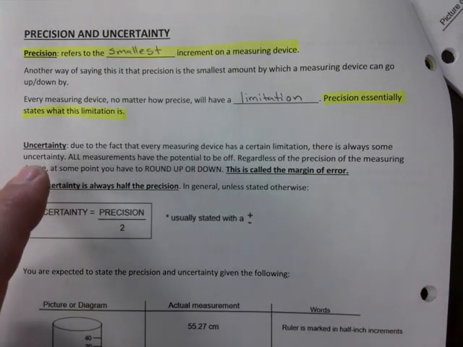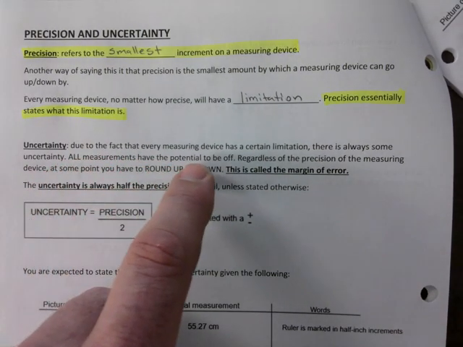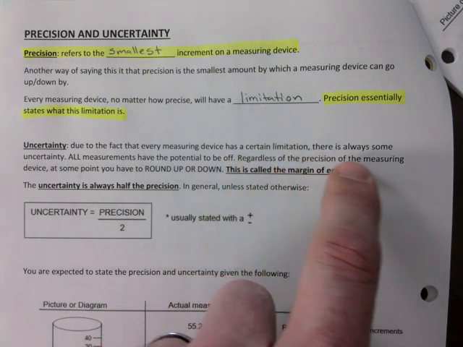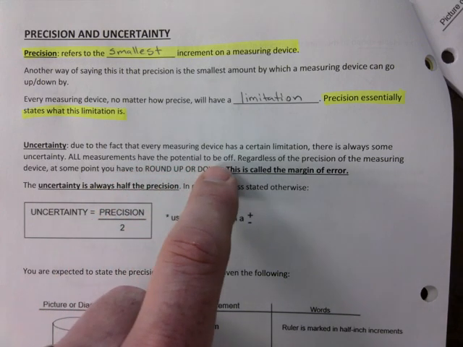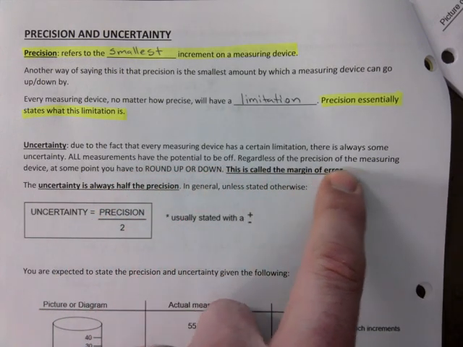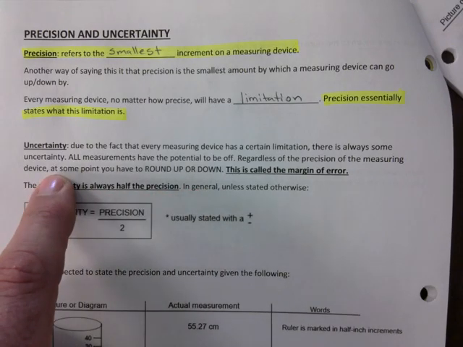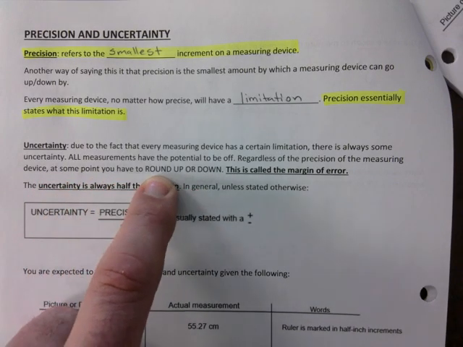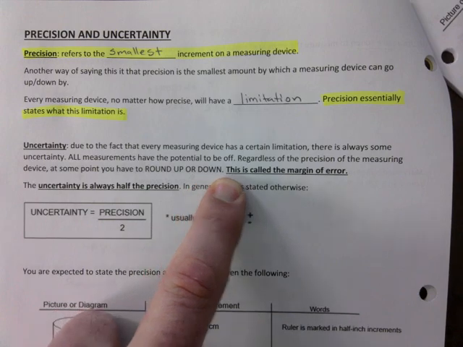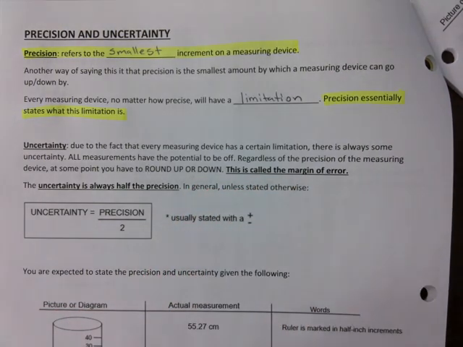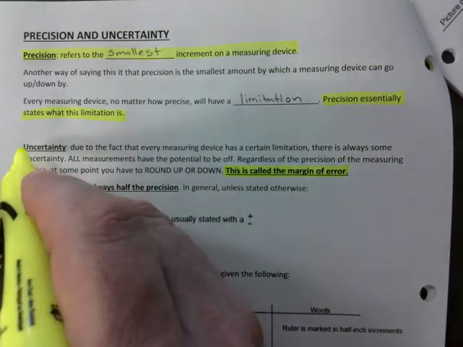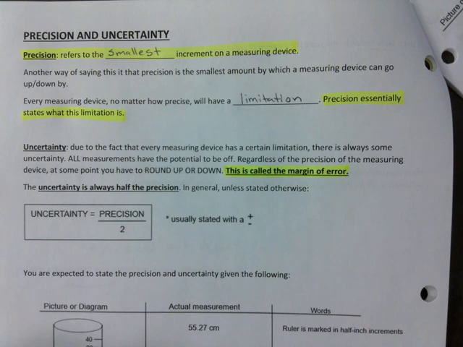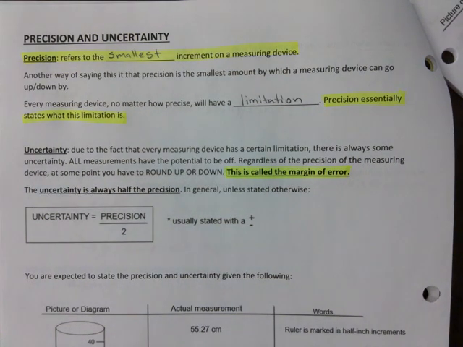Uncertainty. Due to the fact that every measuring device has a certain limitation, there's always some uncertainty. All measurements have the potential to be off, regardless of the precision of the measuring device. At some point, you have to round up or down. This is called the margin of error. Okay, I want you to highlight that. That goes with uncertainty, basically. Okay, the margin of error, how much you can be off by.